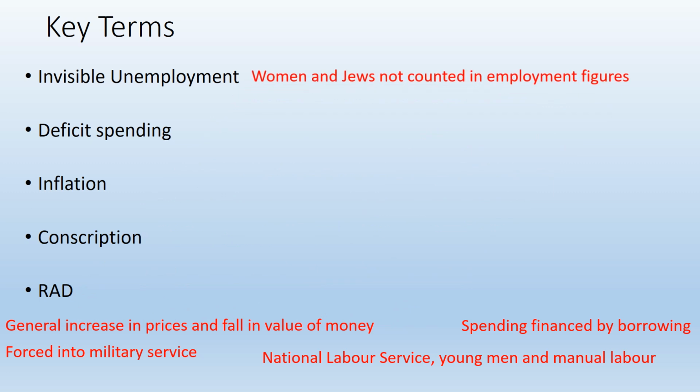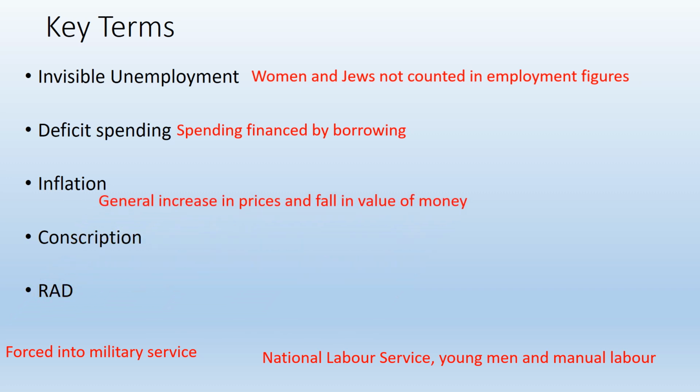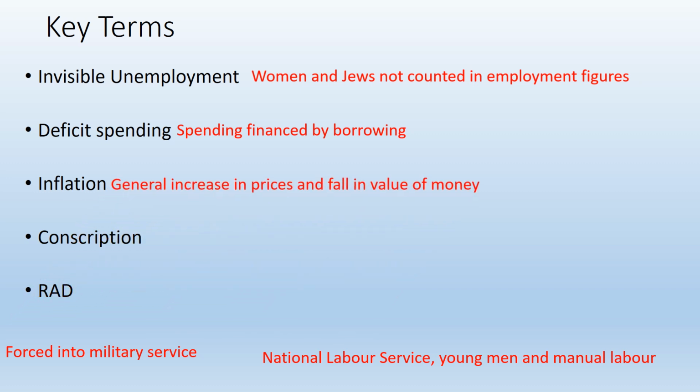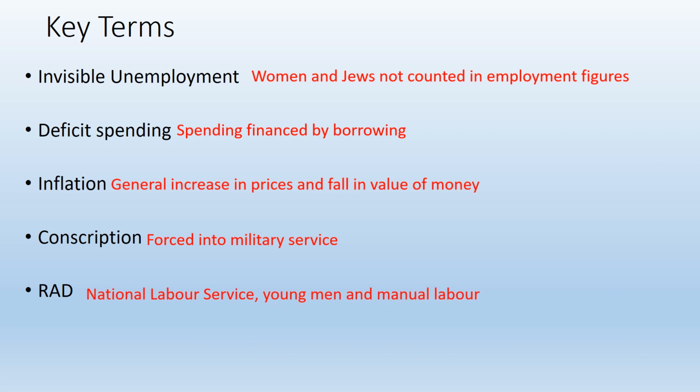Now, deficit spending. We've talked about a deficit in terms of our study of America, and that's when there's not enough cash, so deficit spending will be spending financed by borrowing. Inflation, similar to hyperinflation, which we're very familiar with, a general increase in the price of goods and the fall in the value of money. Conscription, again, forced military service, and the RAD is the National Labor Service, young men doing manual labor between the ages of 18 and 25, something we will come to in future lessons in a bit more depth and detail.